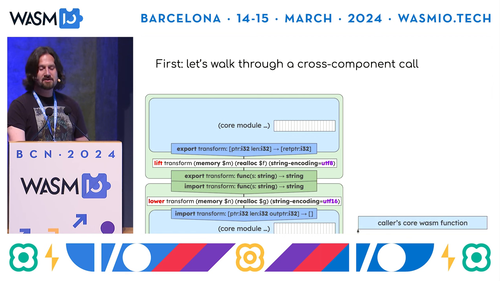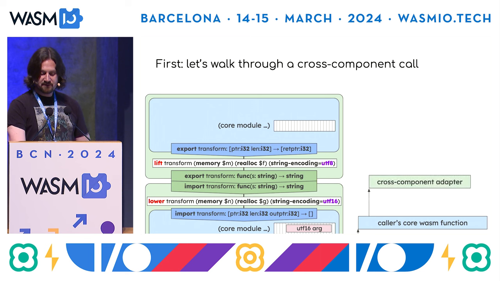Let's say control flow enters the caller's core Wasm function somehow, and the caller writes their UTF-16 arguments into memory that they want to pass to the callee. The caller then calls the imported transform function, but we can't call the transform function of the callee directly, because first of all, it has a different signature, but also it's relative to different memories, so the i32s are offsets into different memories. So instead, the call goes into a cross-component adapter that's defined by the component model, which is generated at compile time by ahead-of-time fusion of the lifting and lowering.